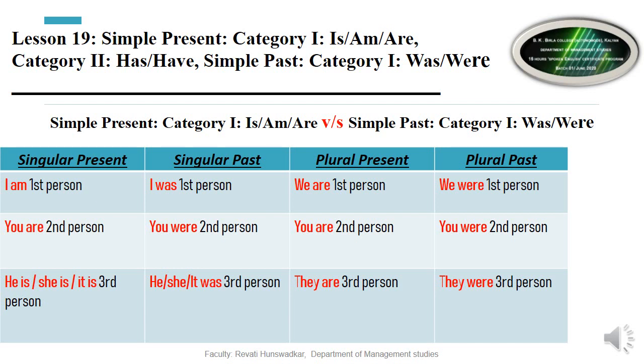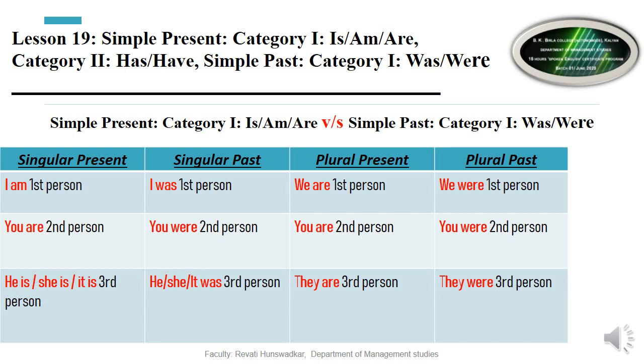Singular present. Next, third person example. He is or she is, it is third person. So, is is replaced by was. He was third person, she was third person, it was third person. They are third person. Are is replaced. They were third person.